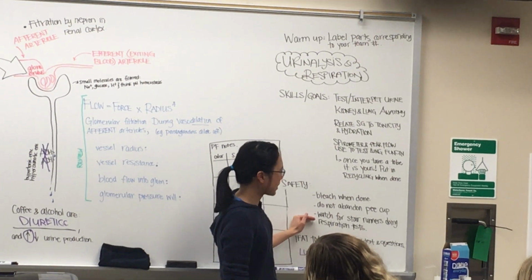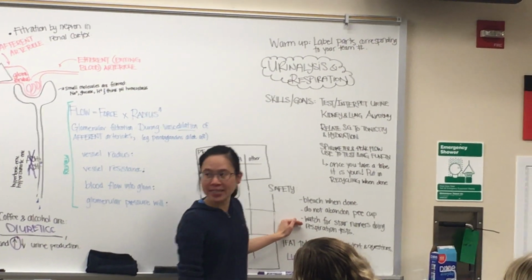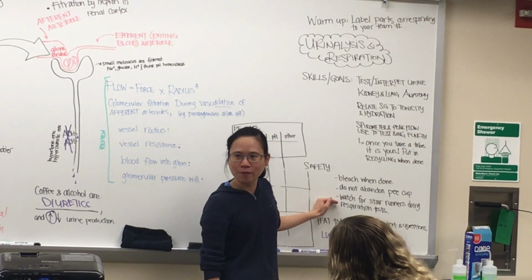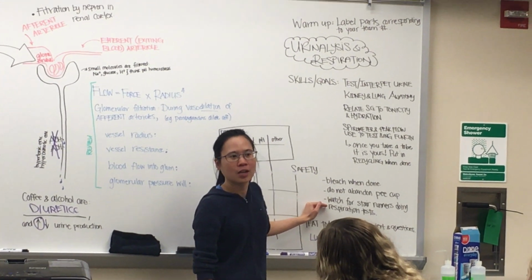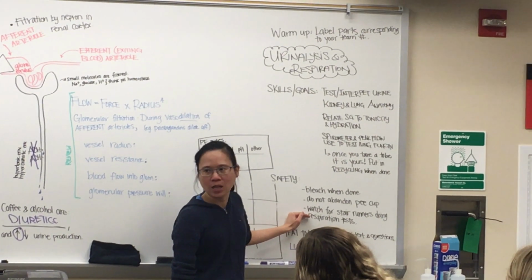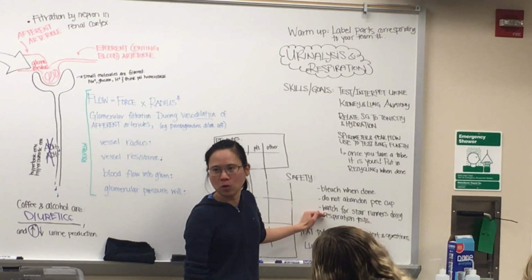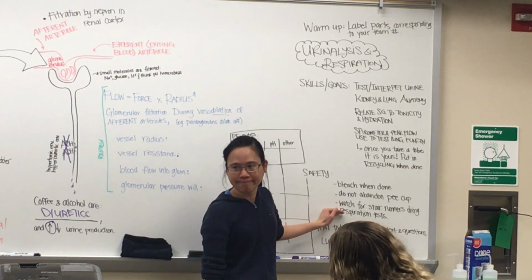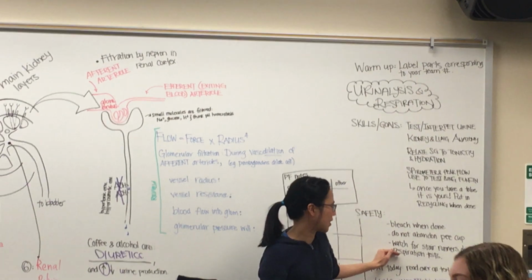Watch out also for stair runners during respiration tests. One of the tests that we'll be doing, hopefully you've taken a look at this in the lab manual, involves running up and down the stairs to test respiration. If you are doing the pee experiment, please be careful not to have any collisions with people who are running up and down the stairs. It will be kind of gross, okay? So just be cognizant of that.